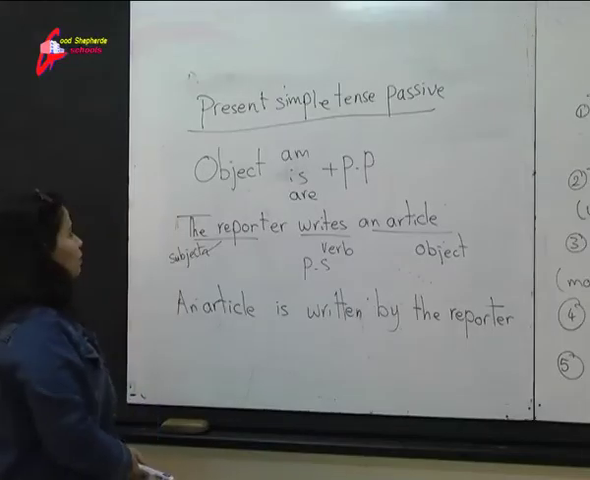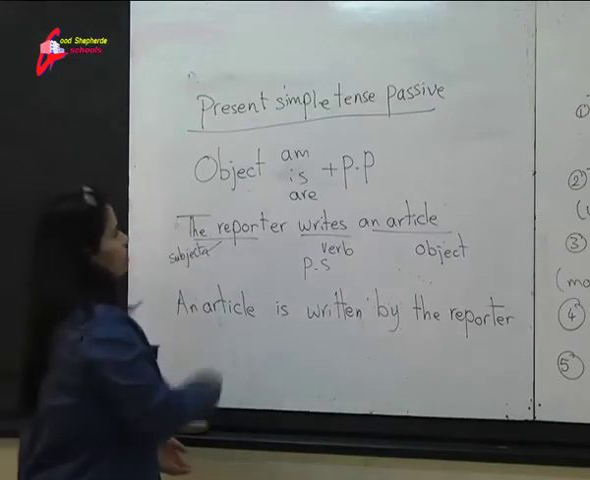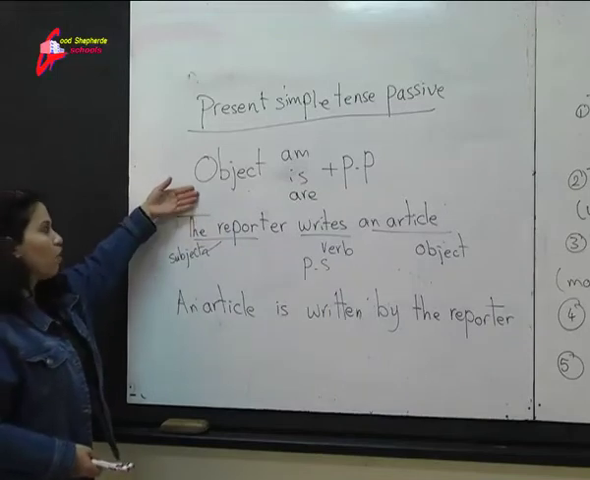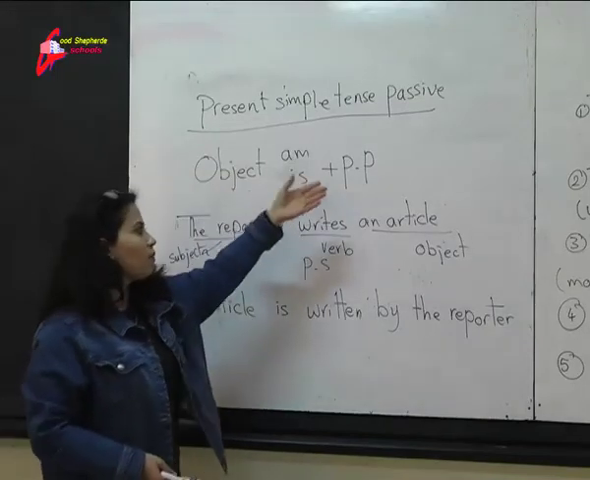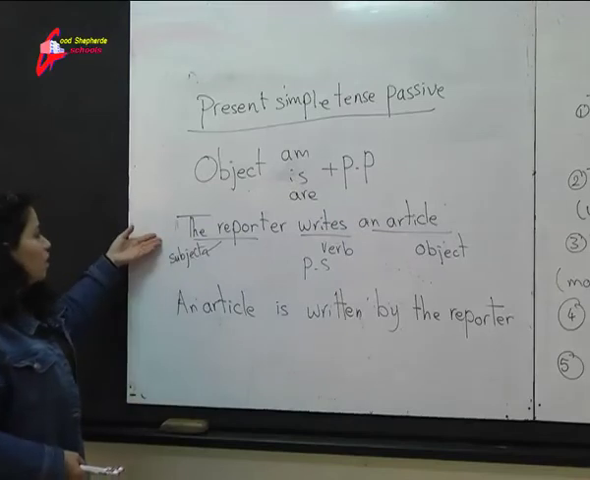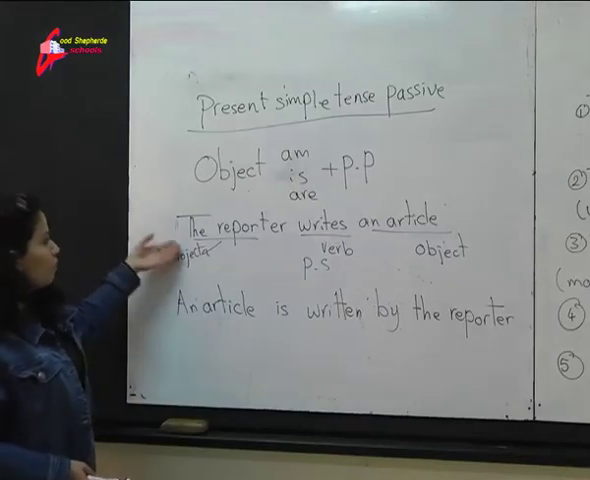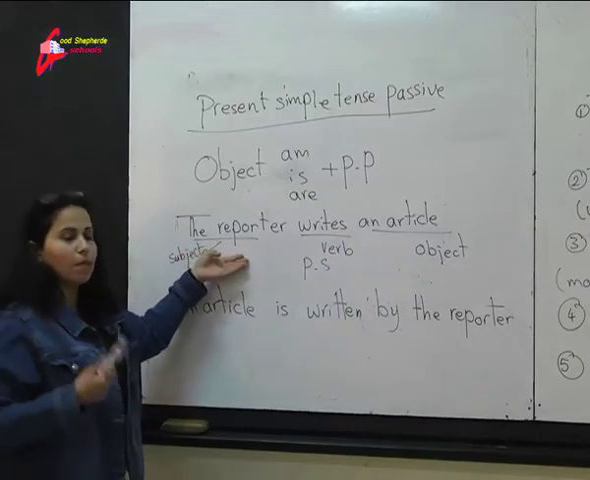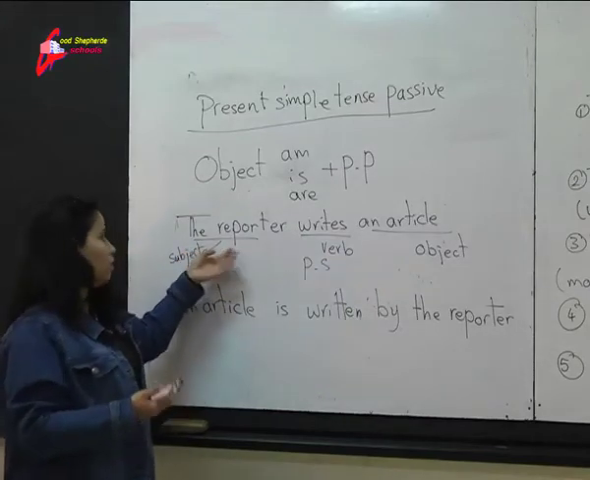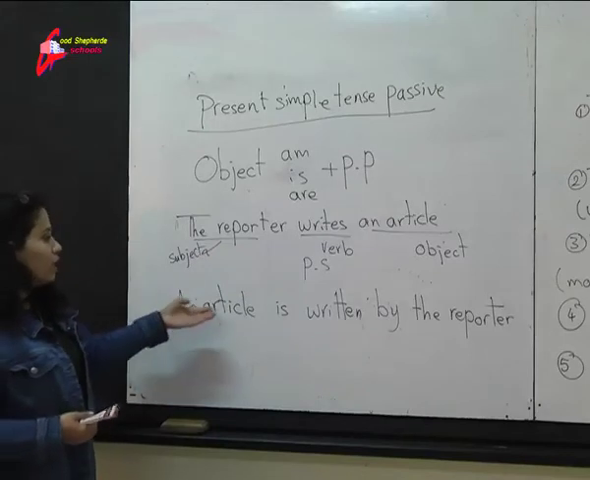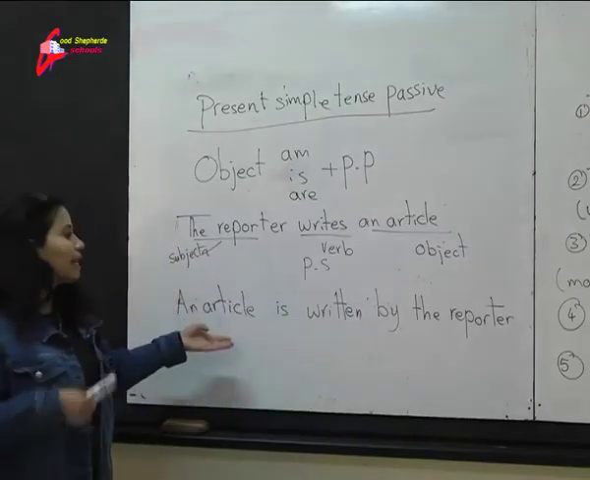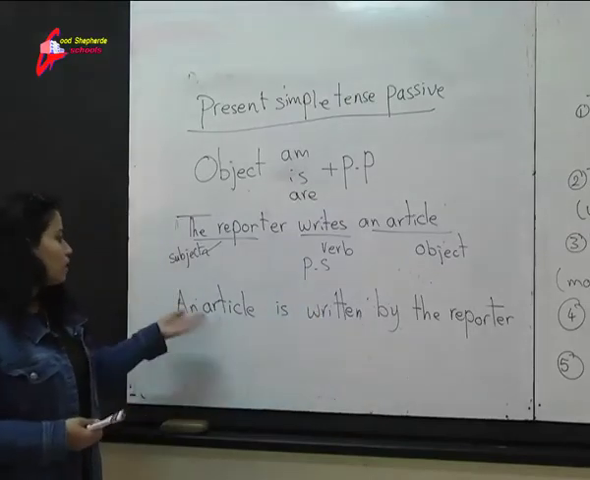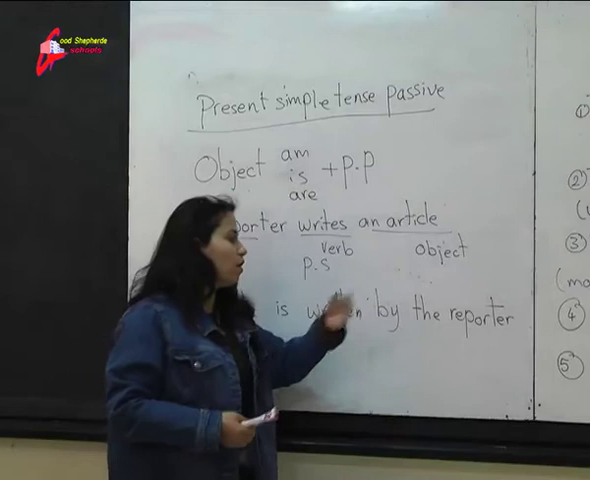For the last thing we are going to revise is the present tense passive. We are going to talk about the passive. When we use passive, we start with the object, followed by am, is, are, and the past participle of the verb. Here we have an active sentence, which is the reporter writes an article. It's active because it starts with a subject, a person or a thing that can do the action. Okay, for an article is written, because the article can't write this text, so it's written. An article is written by a reporter.